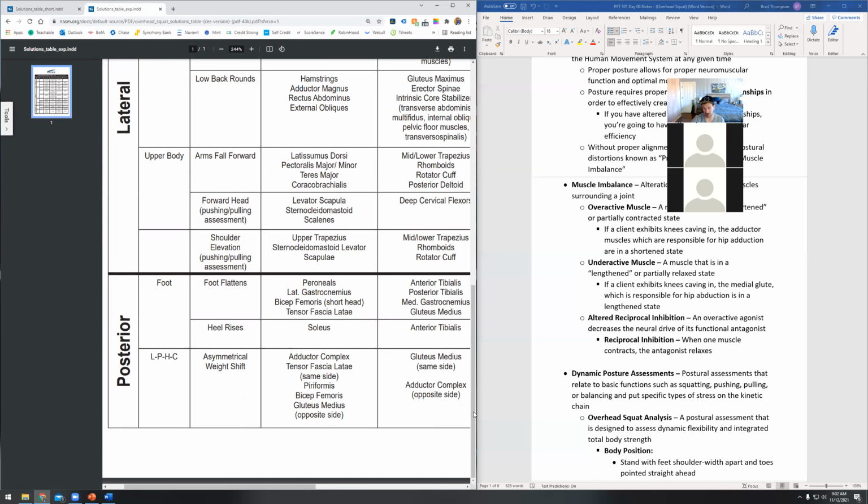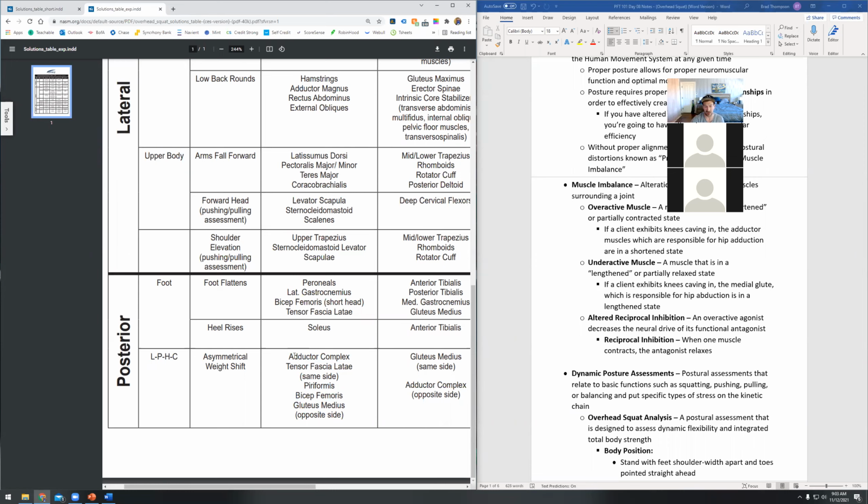And then there's the asymmetric weight shift. David, this is what we were talking about. This one's kind of a pain in the butt. This one's tough because you have to basically solve the problem twice. You've got a knees cave out situation on one leg, and a knees cave in situation on the opposite leg. So we're going to work on the adductors and the TFL on the same side as the shift, but then we're going to work on the piriformis, hamstrings, and glutes on the opposite side.